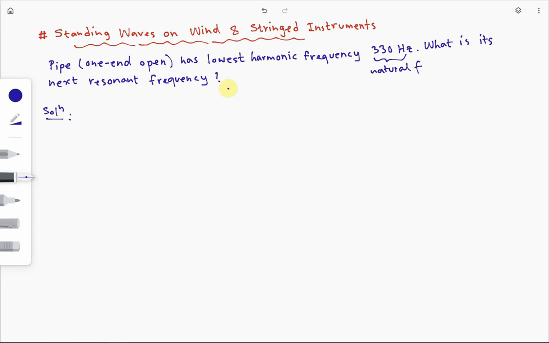For pipes with one end open, we have already learned from lectures that there is a frequency relation. The progression of its resonant frequencies goes like n times v over 4L. n is the nth harmonic, v is the speed of the wave, and L is the length of the pipe. Therefore, n for a one end open pipe will go as 1, 3, 5, and so on. Only odd harmonics exist for one end open pipes, right?